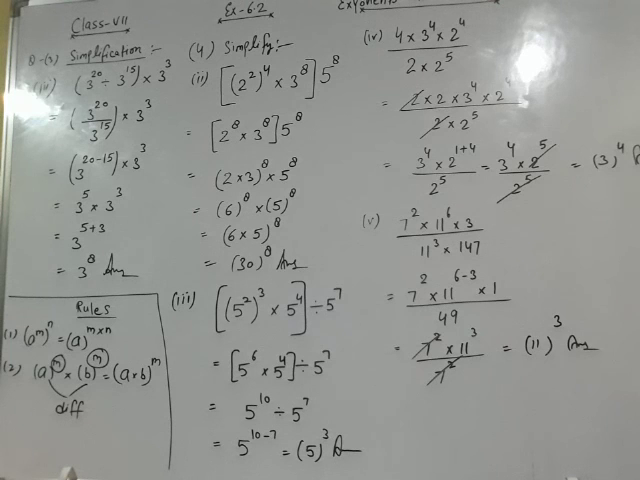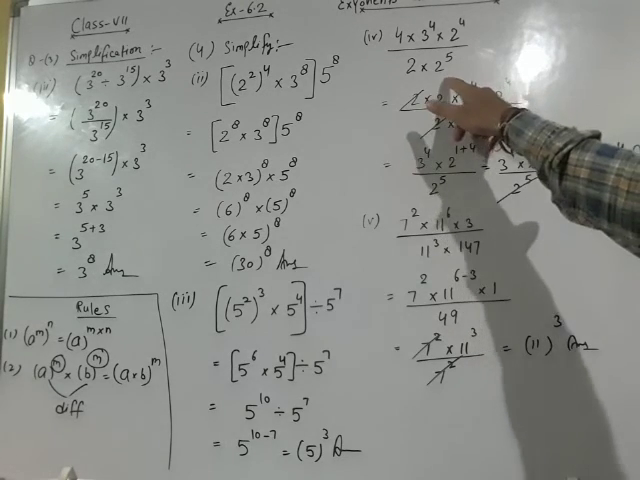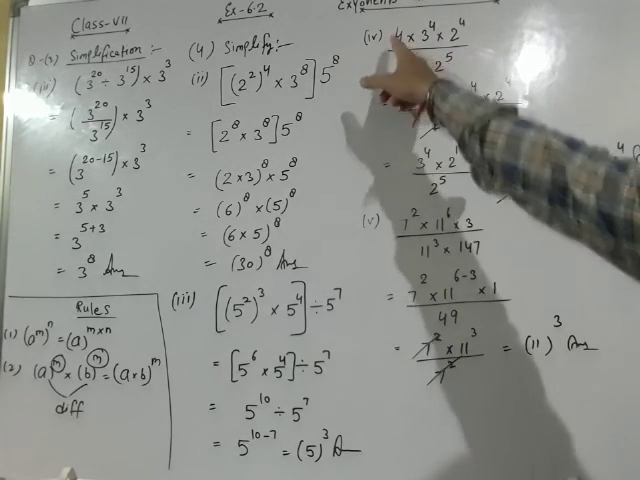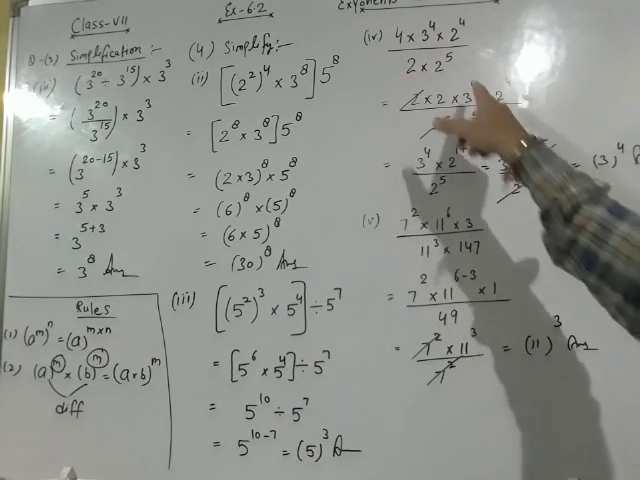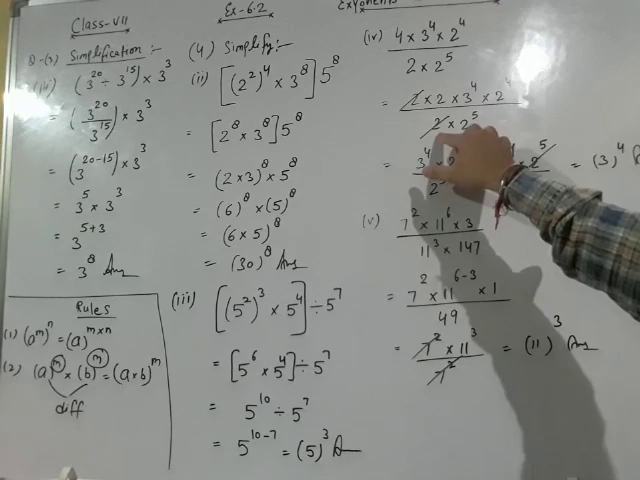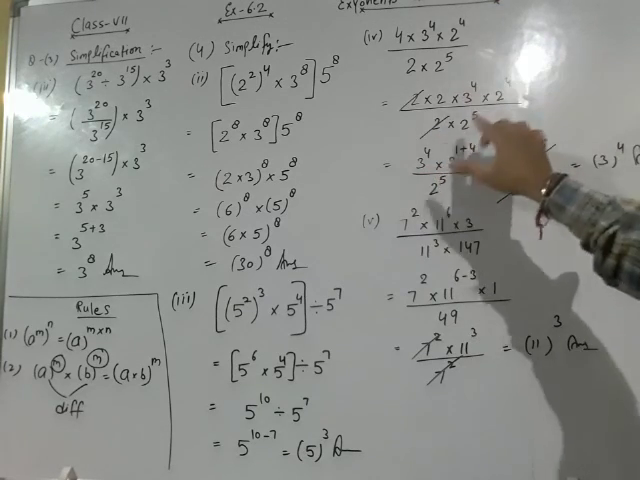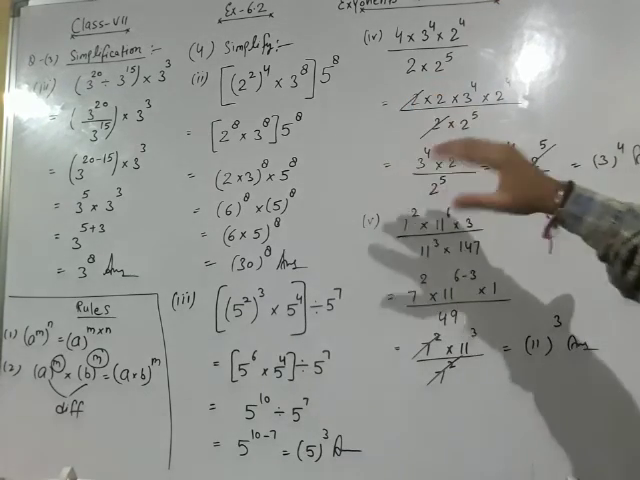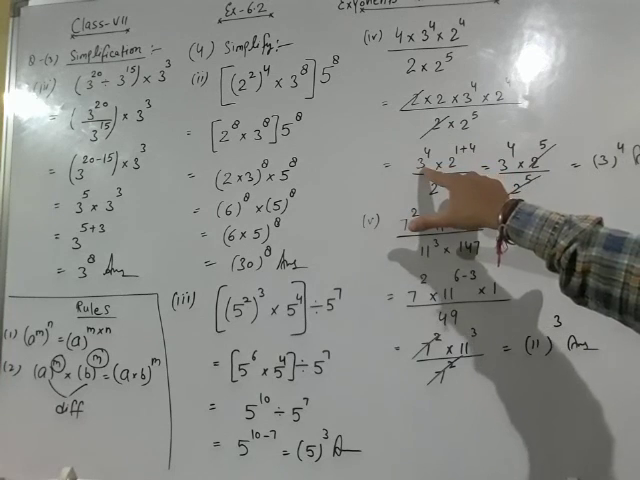In the fourth part, 4 multiply 3 raised to the power 4 multiply 2 raised to the power 4 upon 2 into 2 raised to the power 5. 4 can be written as 2 into 2, and the rest of the terms are same, upon 2 into 2 raised to the power 5. This 2 is cancelled by this 2. 3 raised to the power 4 is same.